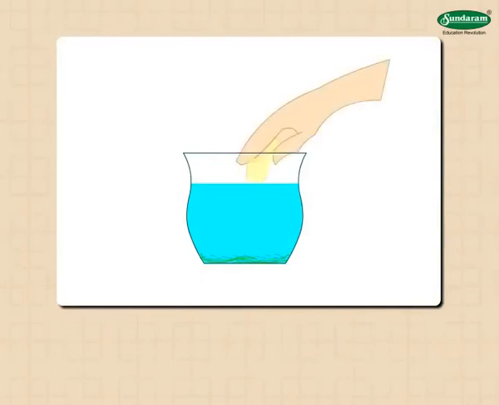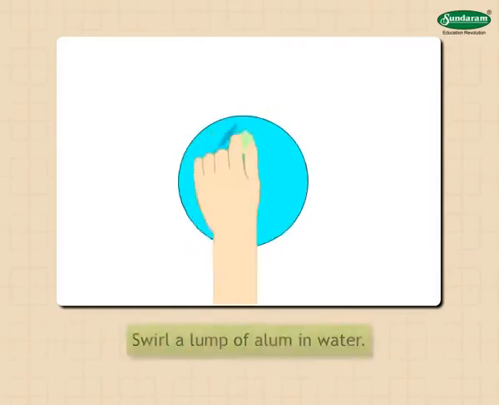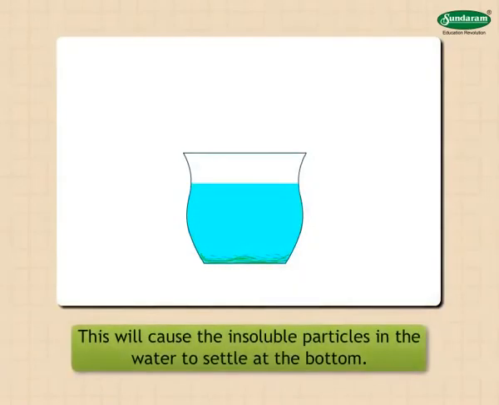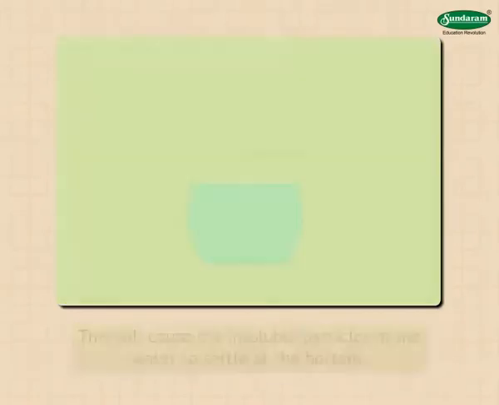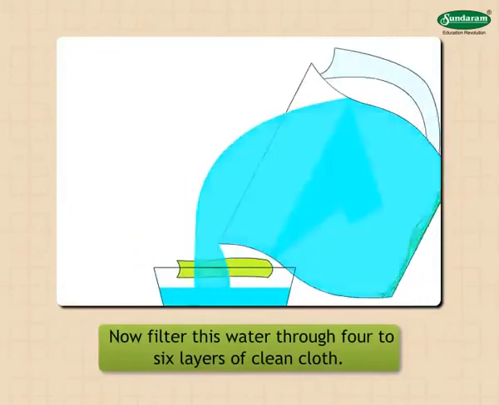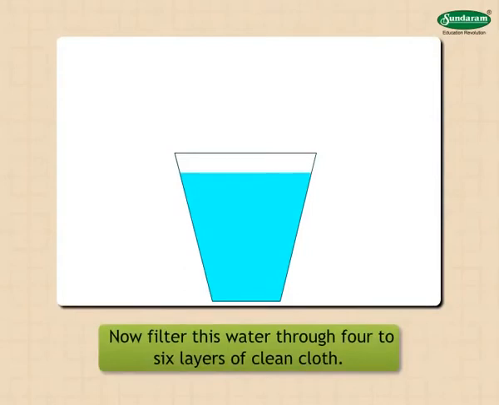A lump of alum is swirled in the water that is used for household purposes. This helps to settle the impurities in it and the water becomes clear. Try this. Swirl a lump of alum in water. This will cause the insoluble particles in water to settle at the bottom. Now, filter this water through 4 or 6 layers of clean cloth. The process of filtering will give you clear water.